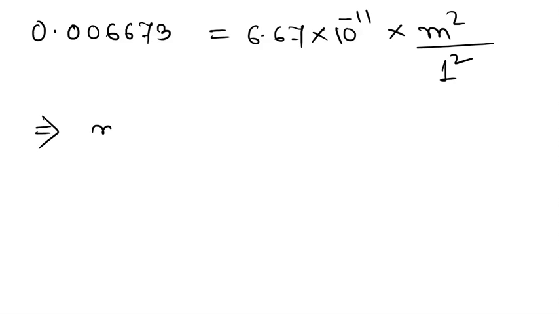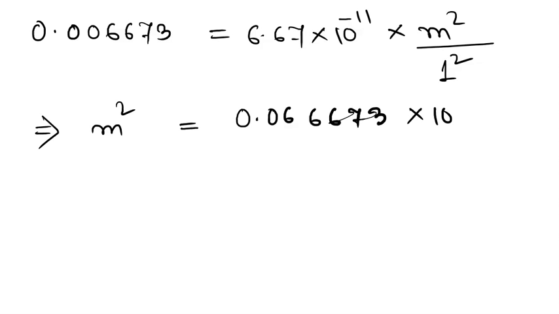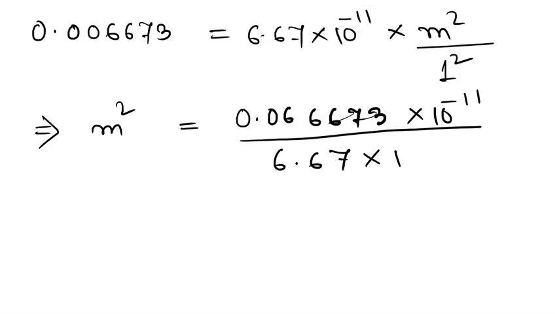So now we can find m square. m square will be 0.006673 divided by 6.67 into 10 to the power minus 11. It will be in the denominator. So in the numerator it is only 0.006673 and it will be divided by 6.67 into 10 to the power minus 11. Now we have to take the square root of the value, then only we can get m.